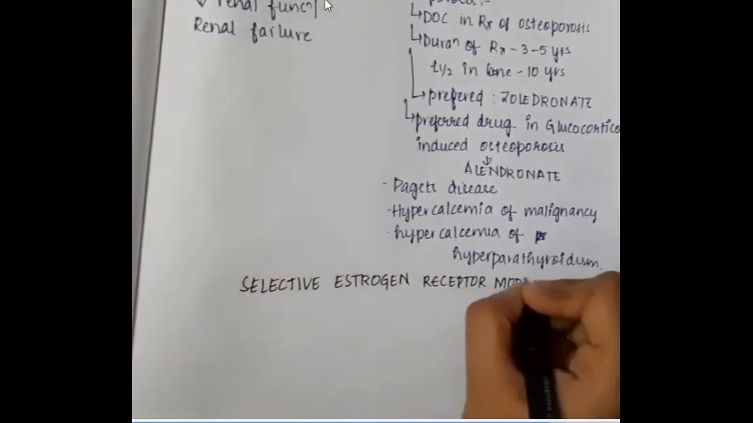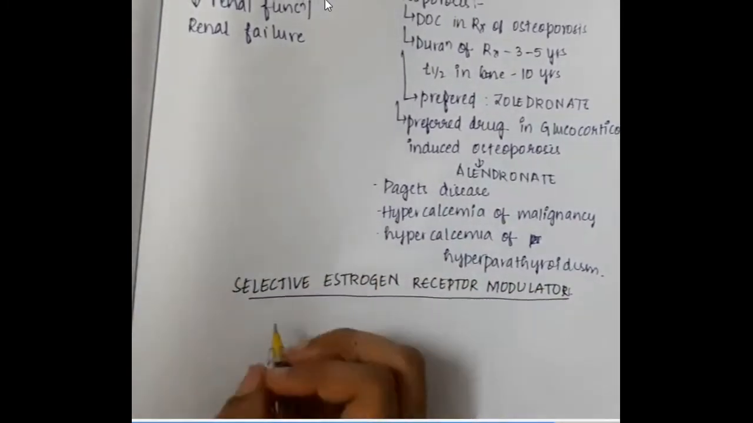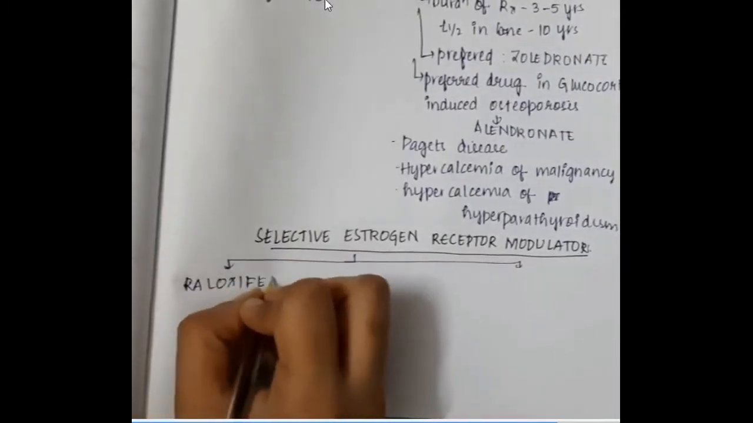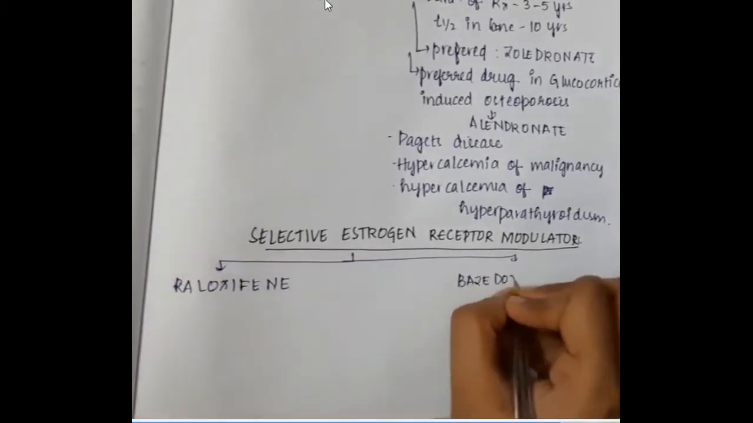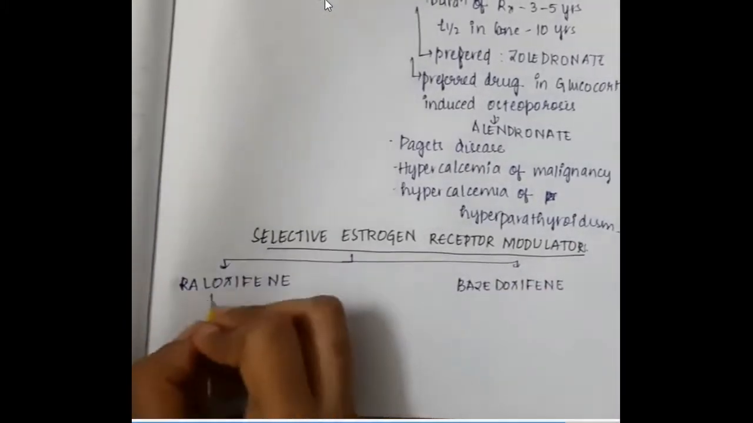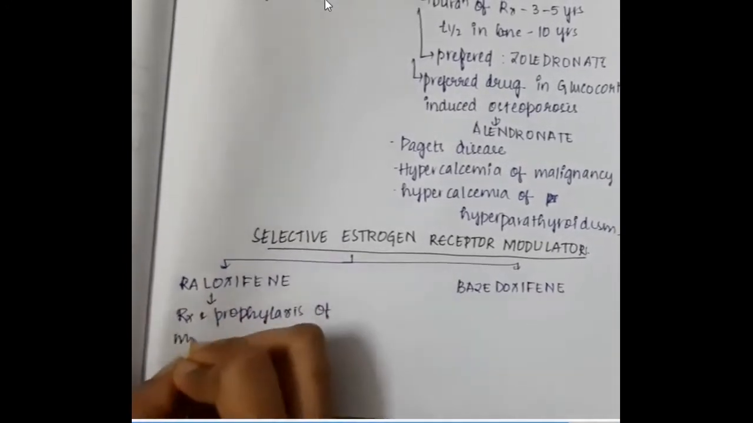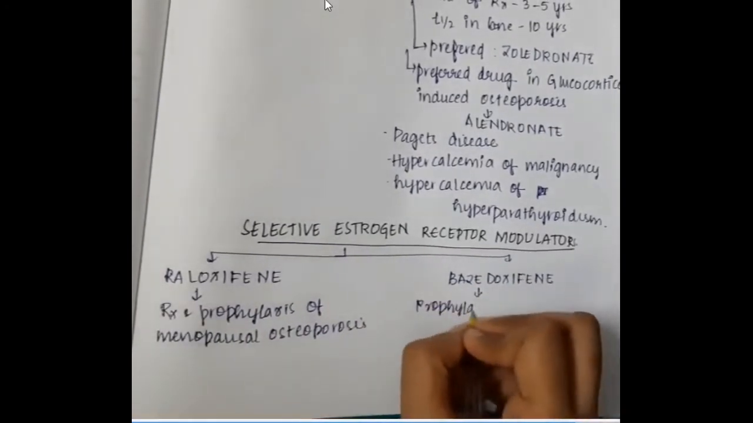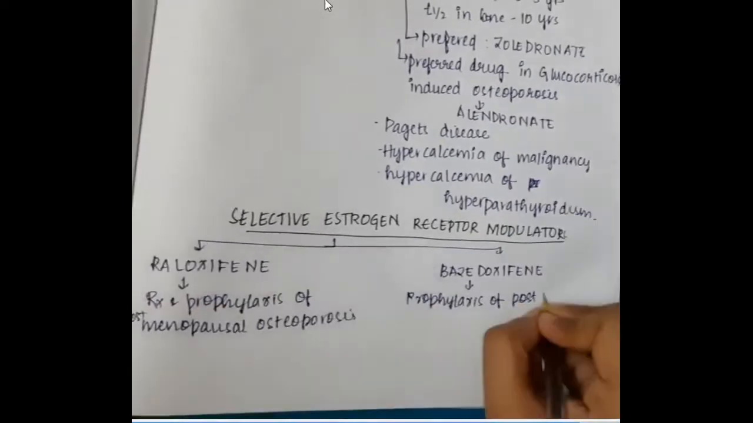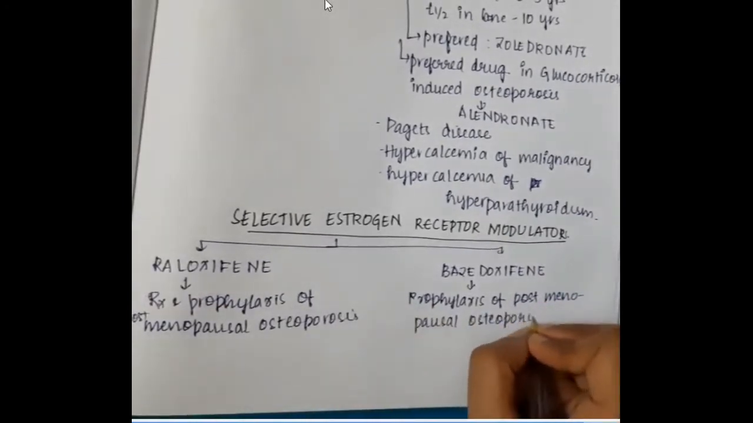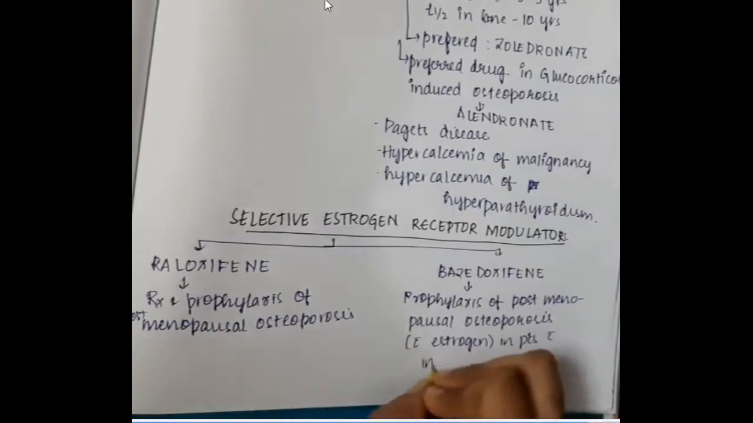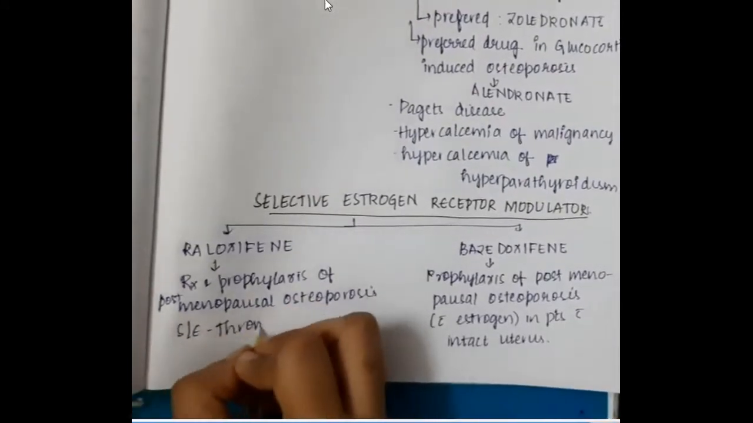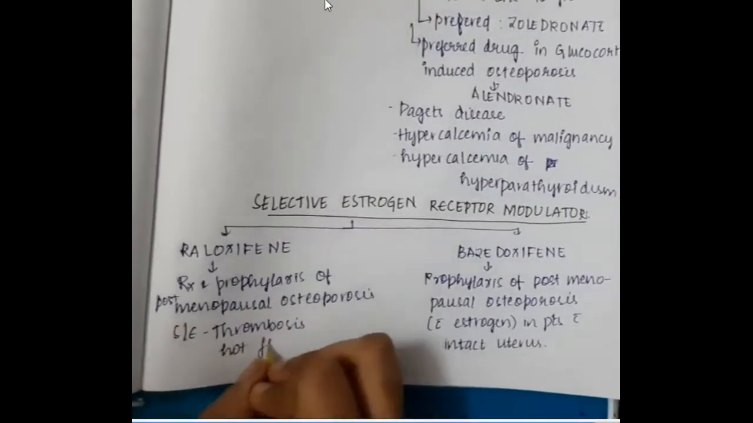Then the next important group is the selective estrogen receptor modulators, which include mainly two drugs: raloxifene and bazedoxifene. Raloxifene is used for the treatment and prophylaxis of postmenopausal osteoporosis. The side effects of raloxifene include thrombosis and hot flushes, whereas bazedoxifene is used for the prophylaxis of postmenopausal osteoporosis in patients with an intact uterus. Remember, in an intact uterus we use bazedoxifene. If the uterus is absent, then we give raloxifene.